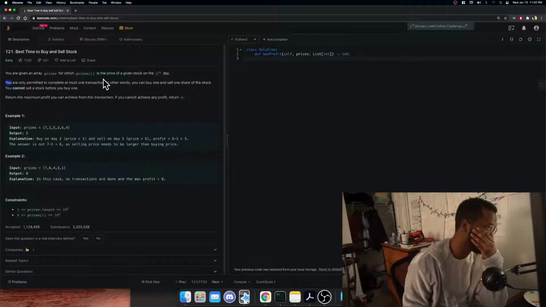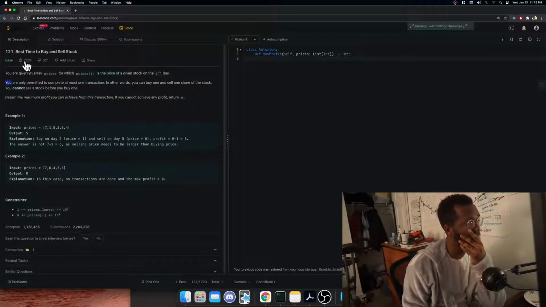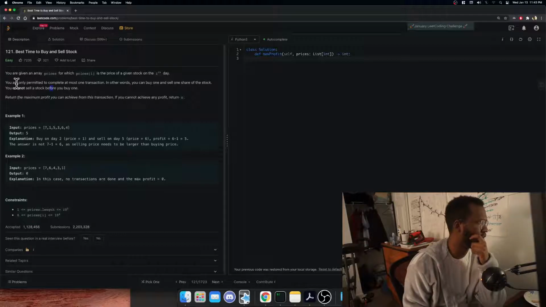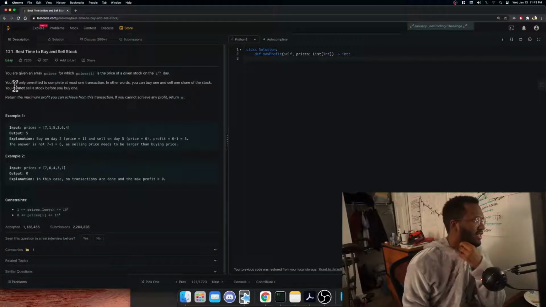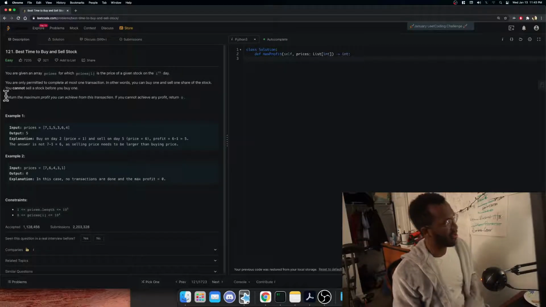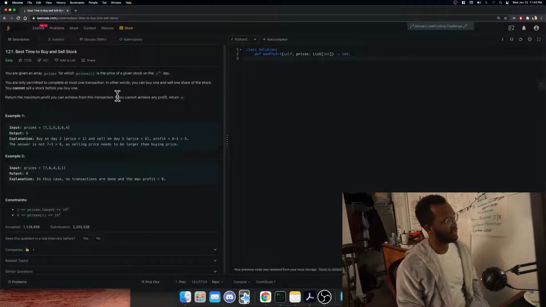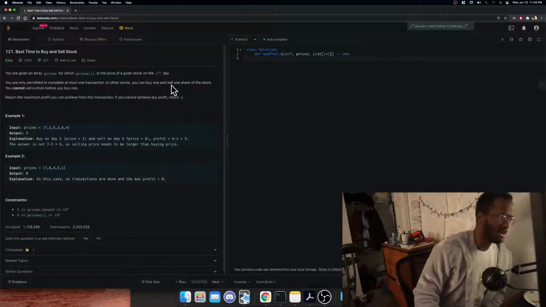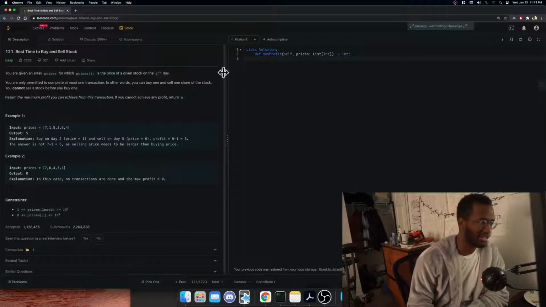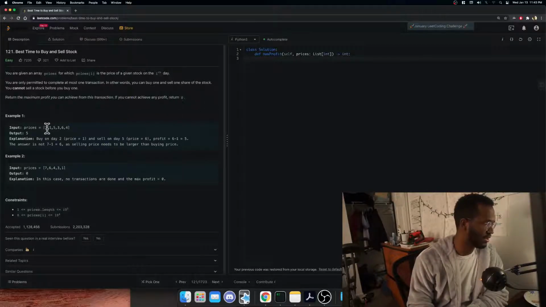So what we're going to do is, I'll just read the problem. You're given an array of prices, where prices[i] is the price of a given stock on the ith day. You're only permitted to complete at most one transaction. In other words, you can buy one and sell one share of the stock. You cannot sell the stock before you buy one. Return the maximum profit you can achieve from this transaction. If you cannot achieve any profit, return 0. So basically, if you can't buy a stock and sell it for more and actually make money off it, then you return 0.